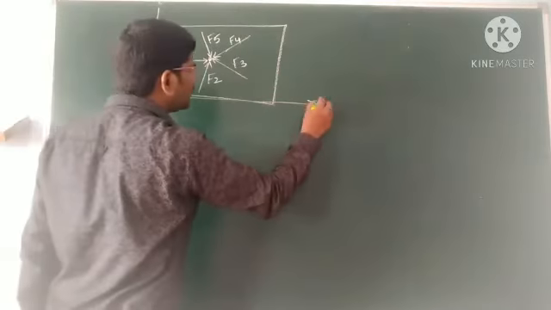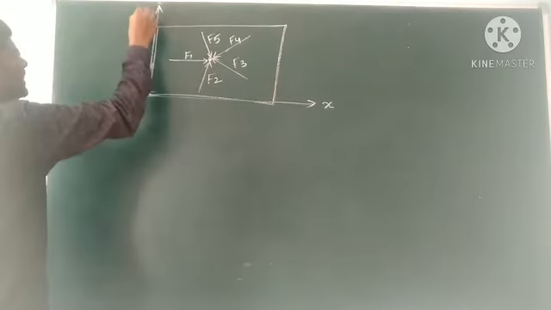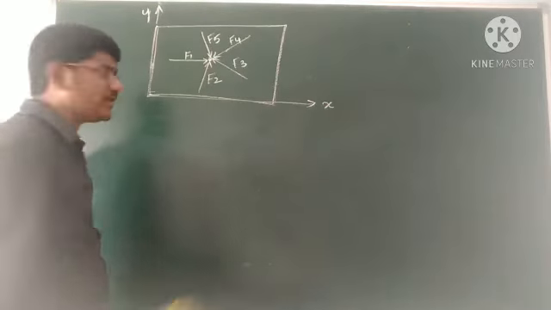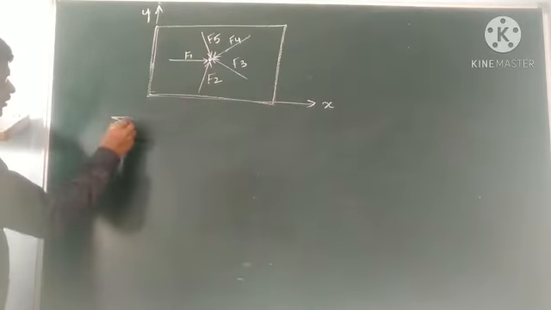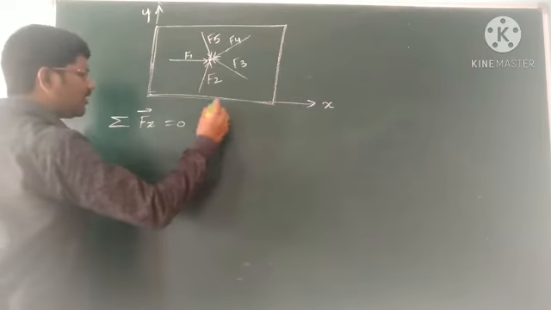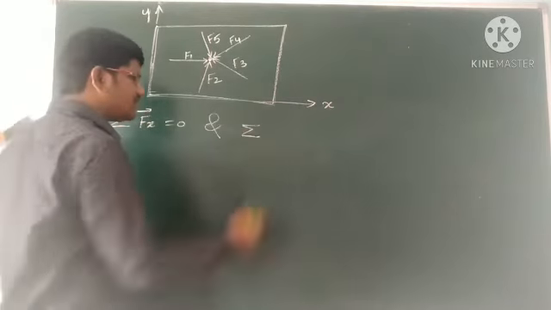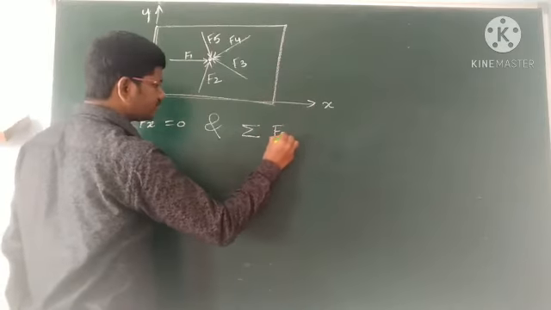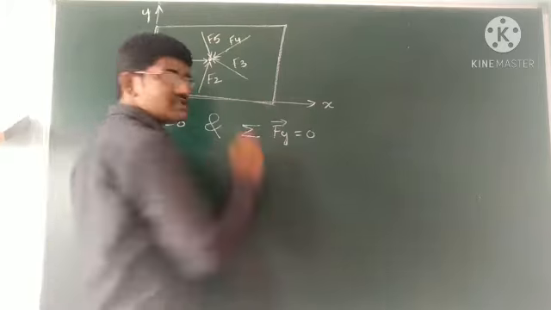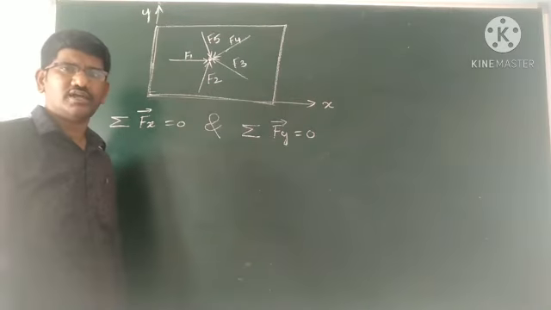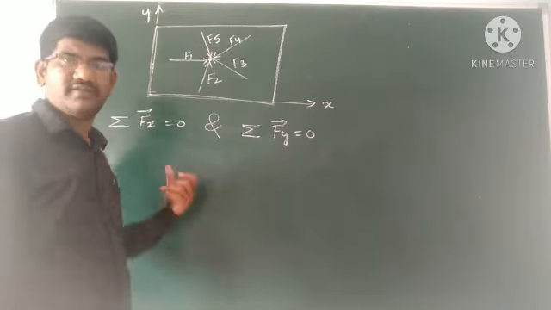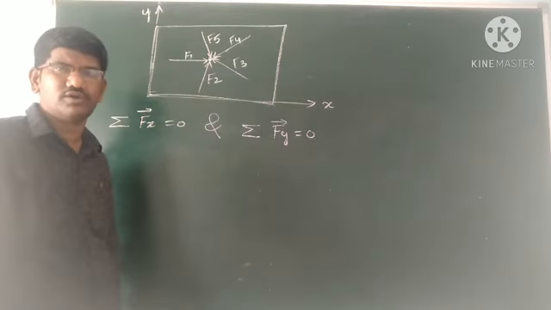Then the vector sum of all the forces, all these forces are acting in the xy plane only. So this is the x axis and this is the y axis. If you divide every force into components, then the algebraic sum of all the forces acting along the x axis must be 0, and the vector sum of all the forces acting on the particle along the y-axis must be 0. Okay, students. So we can write like that: sigma Fx is equal to 0 and sigma Fy is equal to 0.